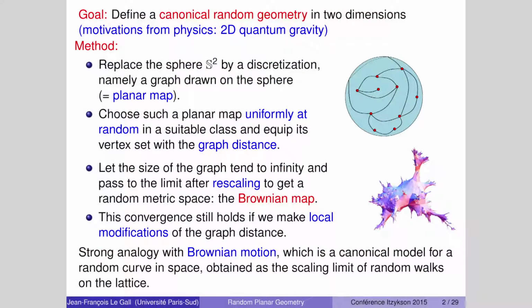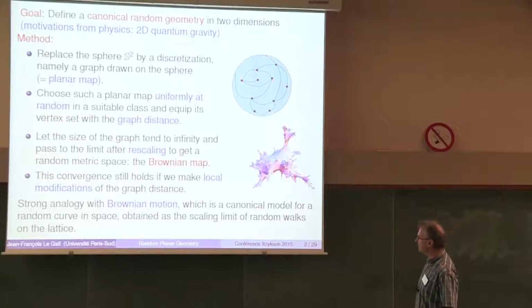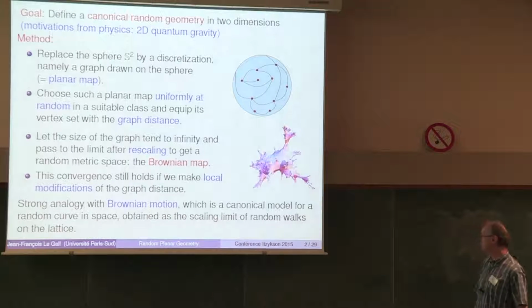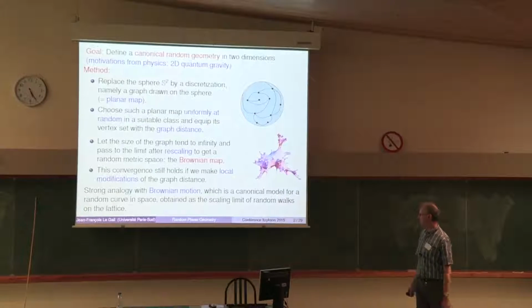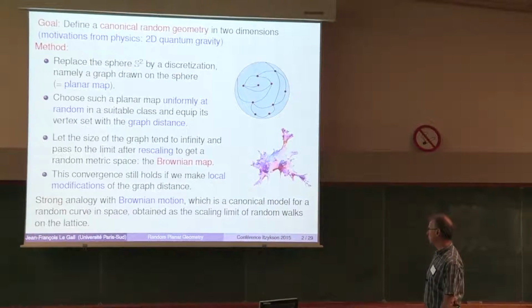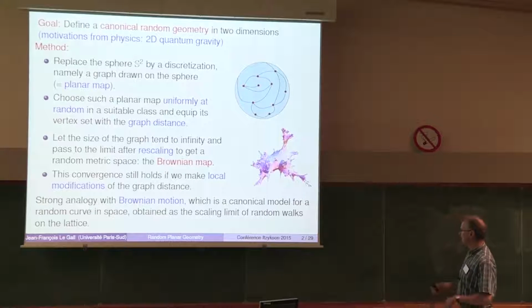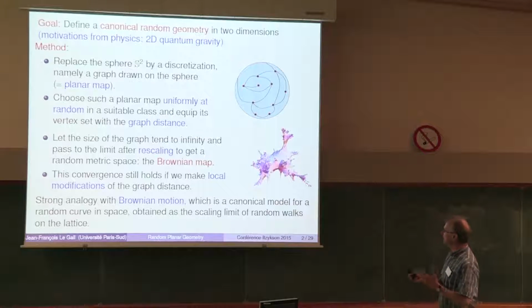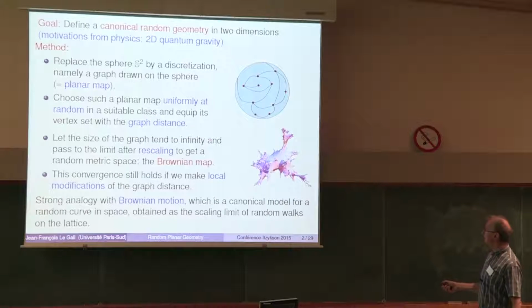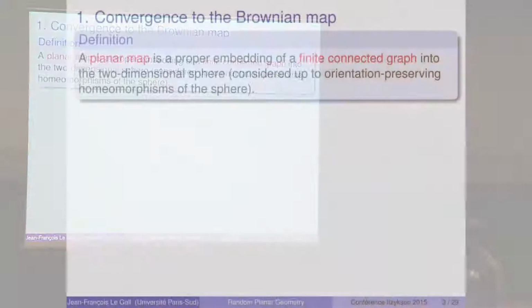Okay, so of course, all this is very similar to what one does to define Brownian motion. You can view usual Brownian motion, a random continuous path, as a scaling limit, of course, of random walks on the lattice, but you can take many different scaling limits, and under suitable conditions, you will always get Brownian motion. And here it's a little bit similar. Actually, we can start from many different classes of random planar maps. After rescaling, there is a universal object, the Brownian map. Okay, so this was just for the presentation.